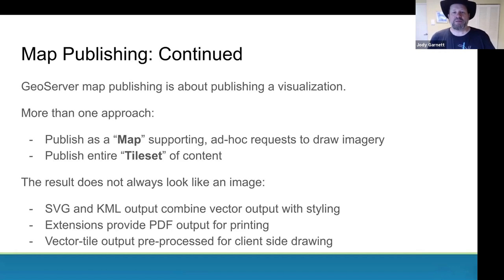So GeoServer is about the result, publishing a map rather than just being a very good web map server. We can publish that map, which is good for ad hoc requests to draw imagery. We can also publish an entire tile set of data. The result doesn't always look like an image. Sometimes it's SVG or KML, which is a little bit of vector output mixed in with styling. Some extensions provide things like PDF output for printing or vector tile generation for pre-processing the output so it can be used on client-side rendering.